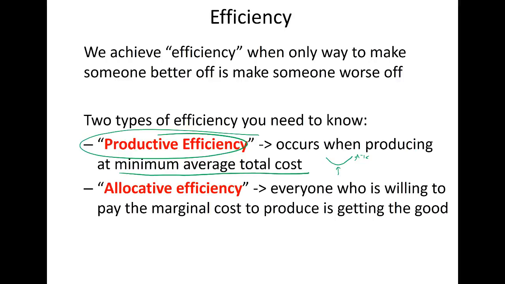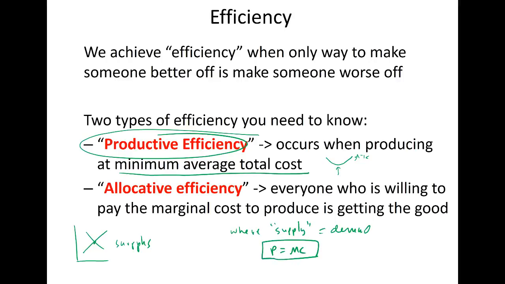Allocative efficiency is essentially what happened in the supply and demand model with equilibrium: surplus was maximized. That's what's happening with allocative efficiency. Another way to say it is that everyone who's willing to pay the marginal cost to produce is getting the good. So the way we'll find allocative efficiency is basically where, if you transform the monopoly into perfect competition, supply would equal demand. Or another way to think of it is where price equals marginal cost, because everybody who's willing to pay that is getting it.